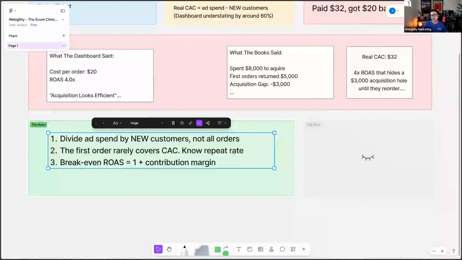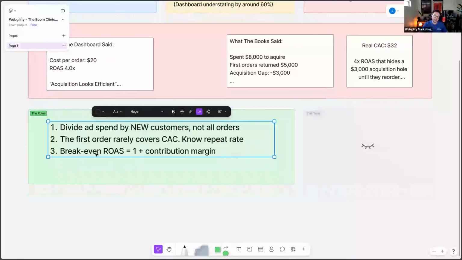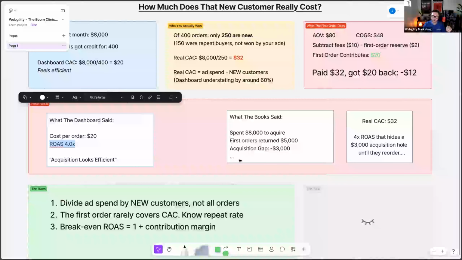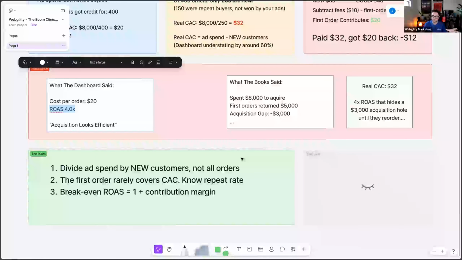But at 28% margin, if we're looking at the break-even ROAS at 28% margin, that's about 3.6x. And if you're at 4x, which we're looking at here, you're sort of treading water, right? You're not actually winning. That's where you start to look again at the customer's life cycle and improving that process.